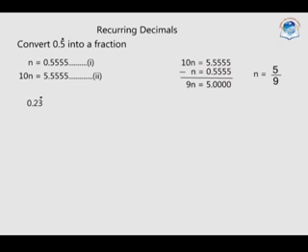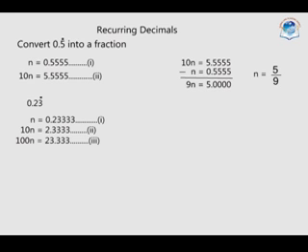Let's try 0.23 with 3 recurring. We start, n is equal to 0.233. 10n is equal to 2.333. At this point, you notice that the decimal parts of the two equations are not the same, and so we cannot subtract them. So we move on and multiply equation 1 by 100 instead. 100n is equal to 23.33. Now we can subtract equation 1 from equation 3.